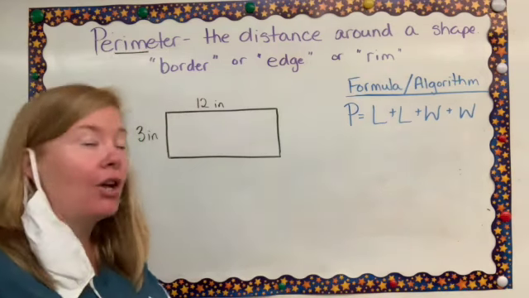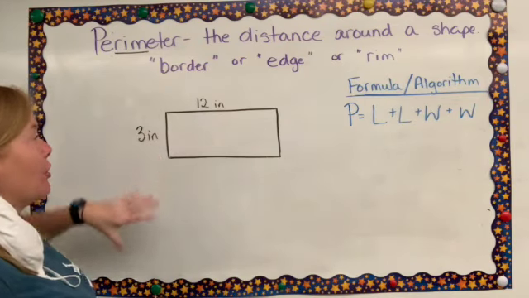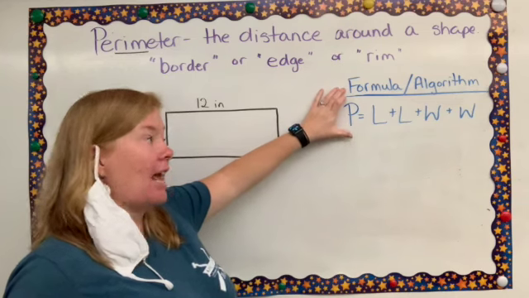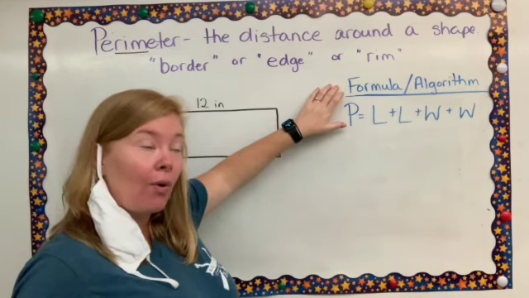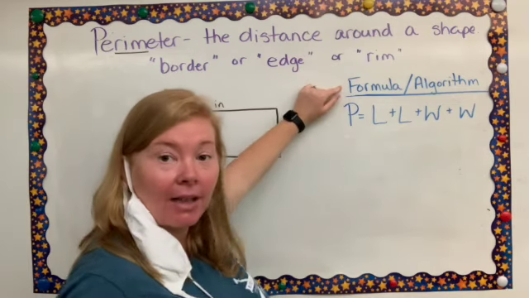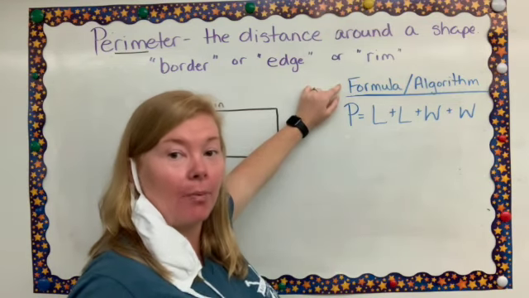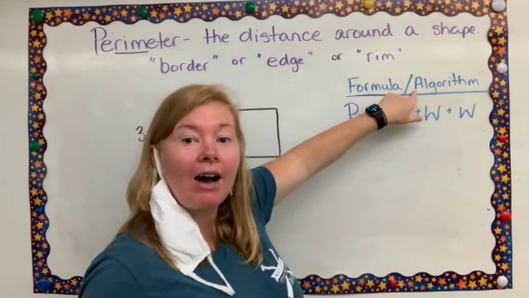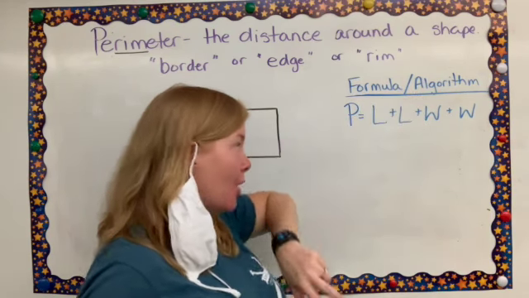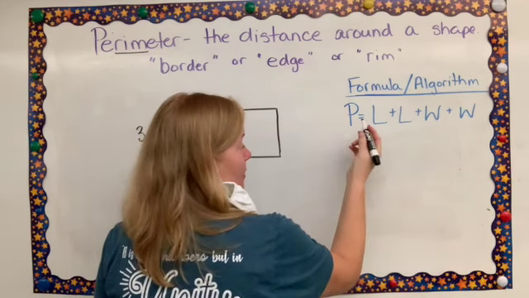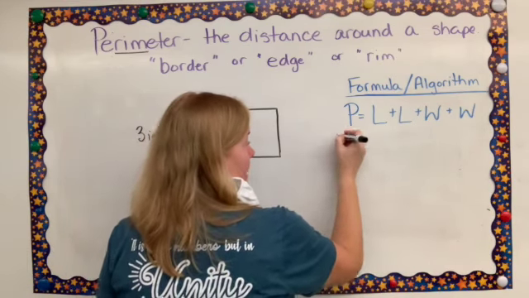Okay? So, whenever we're trying to figure out the perimeter of a shape, we are always going to use a formula, or it's also known as an algorithm. So say formula, and algorithm. Perfect. This is the formula for perimeter.